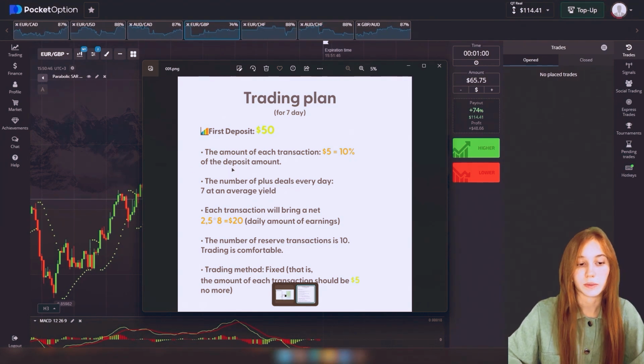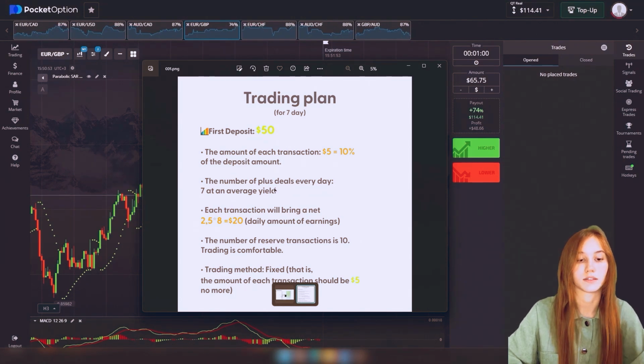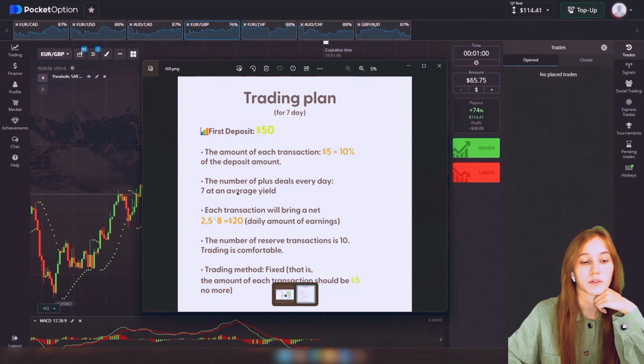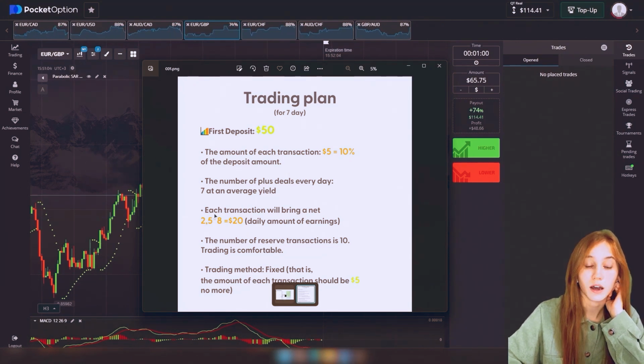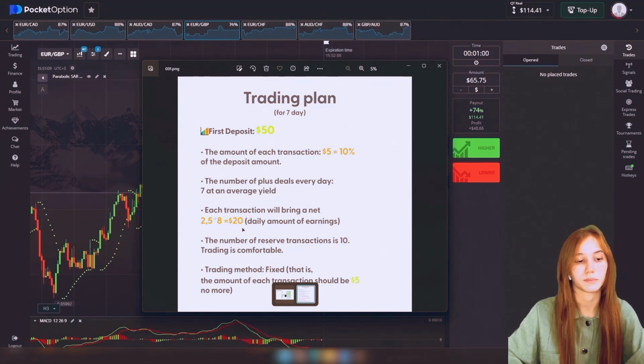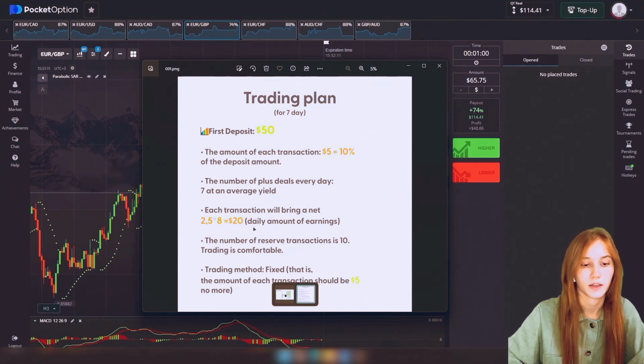And the number of profitable deals we have every day is an average number of successful deals, 7 days of profitable ones. Every deal will bring at least $2.5 plus or minus maybe, so you can use it.